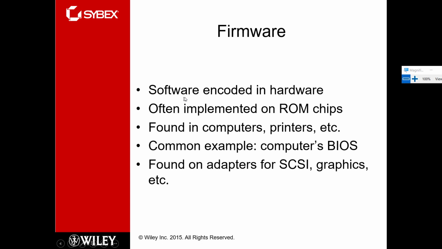Then comes the firmware. We talked about the firmware. I showed you that it's the BIOS, so software encoded in hardware, often implemented on read-only memory or ROM chips. Now found in computers, printers, etc. Common example: computers, BIOS. So firmware is software that is installed in the BIOS chip, right? It's a chip in which whatever settings you have seen there is called firmware.